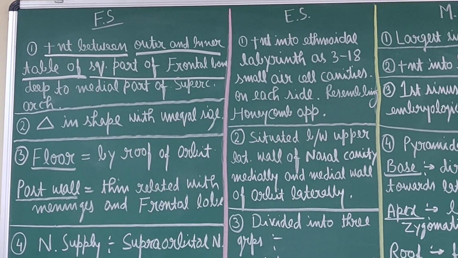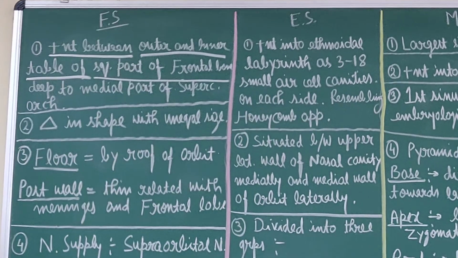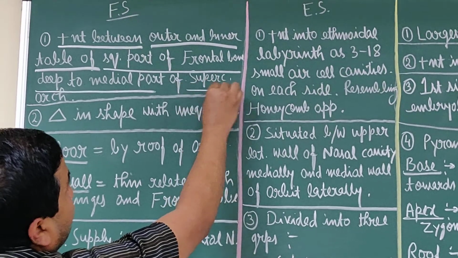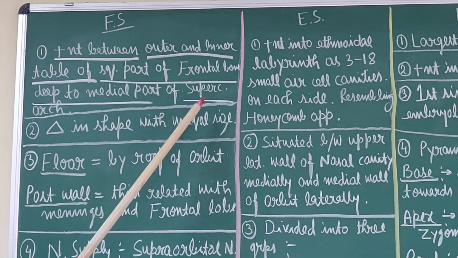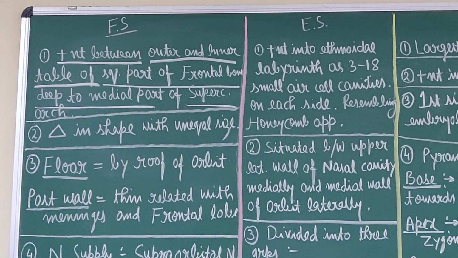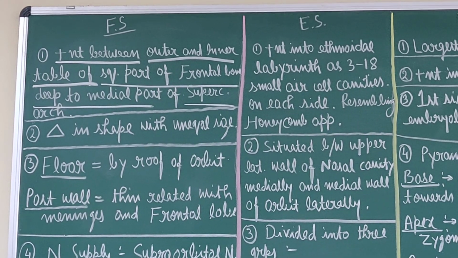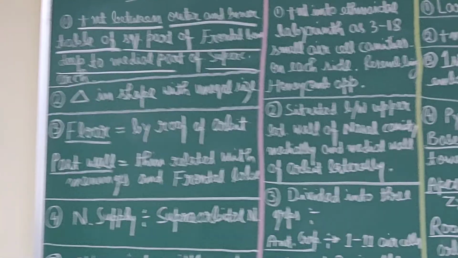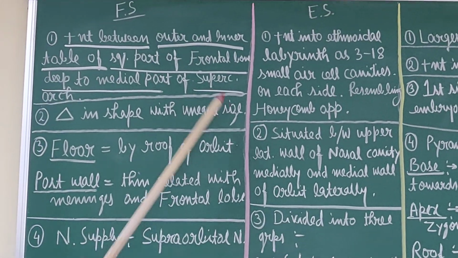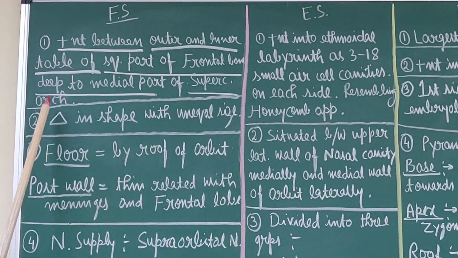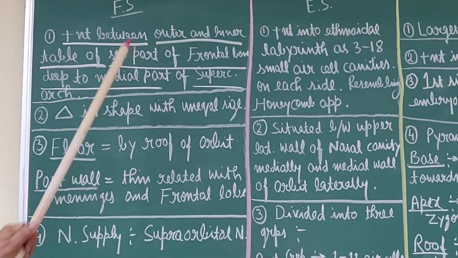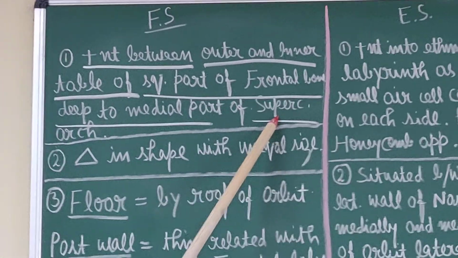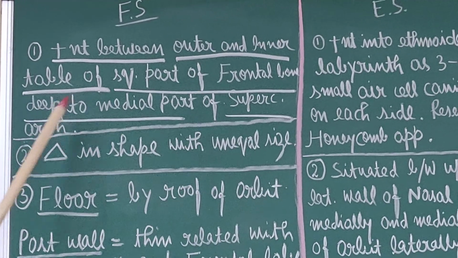In the frontal bone, it is present between the outer and the inner table, deep to the medial part of the superciliary arch. This is the superciliary arch. In the osteology class, you remember, above the supraorbital margin there is a prominent region where the eyebrows are present, and this is known as the superciliary arch. So the frontal sinus is present deep to the medial end of the superciliary arch.